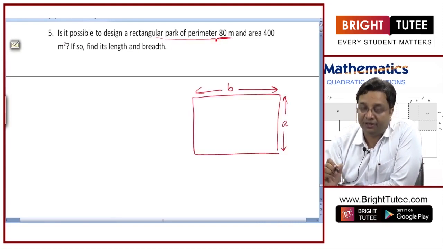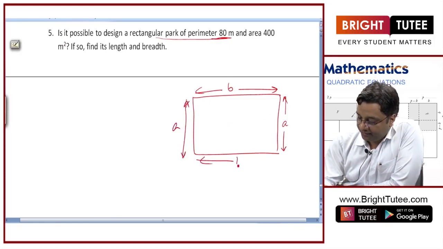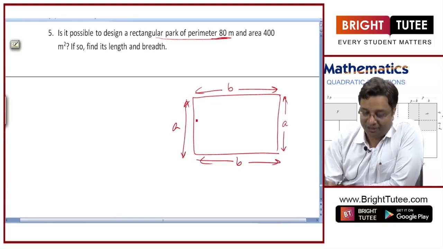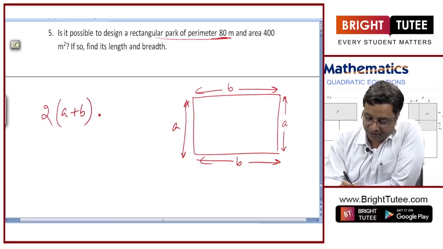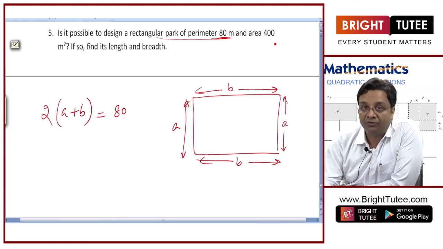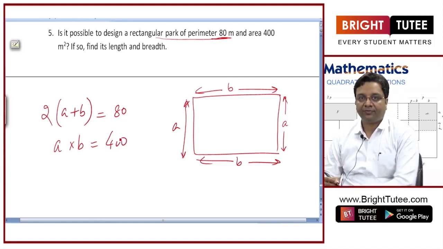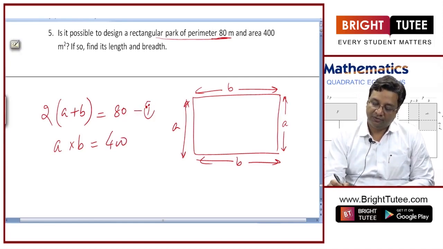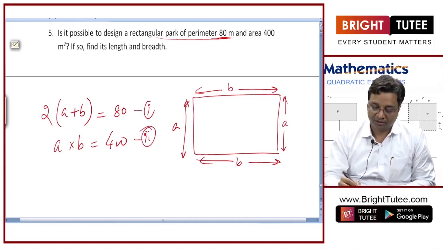So the perimeter is 80 meter. What is perimeter? Perimeter is the complete boundary. And how much is the complete boundary? It is 2a plus 2b. 2a plus 2b can be written as 2(a plus b). It should be equal to 80 meter, right? And the area is 400 meter square. What is area? Area is length into breadth, is 400 meter square. Okay, so let's solve these two equations and see whether we can design it or not.